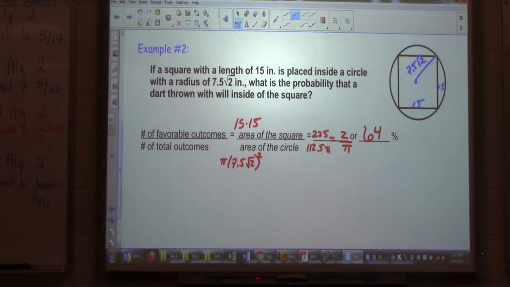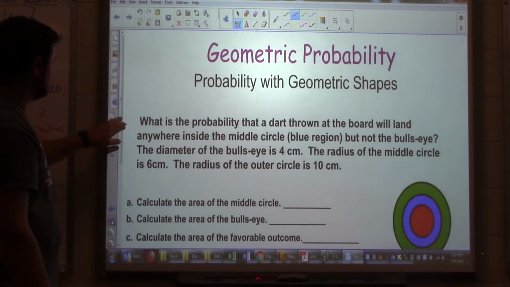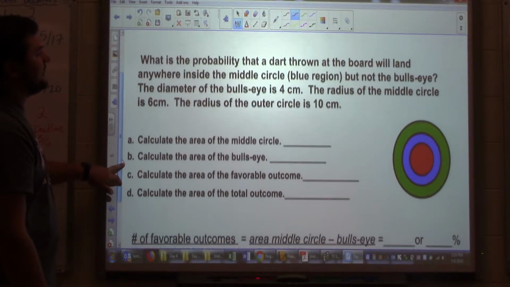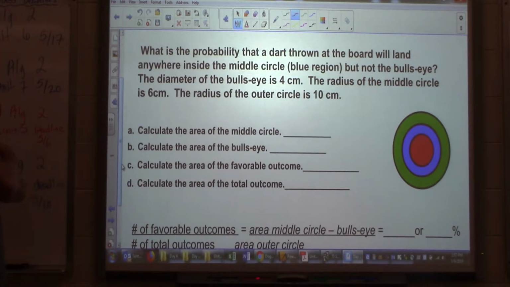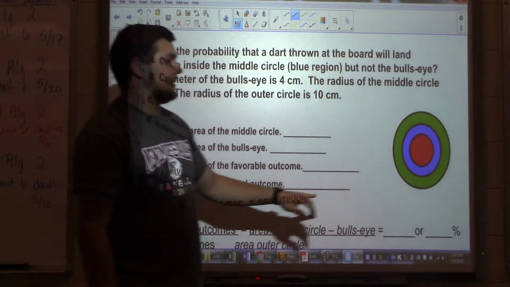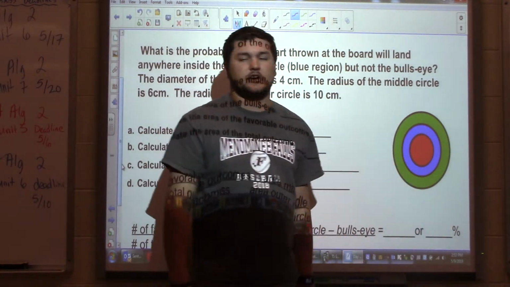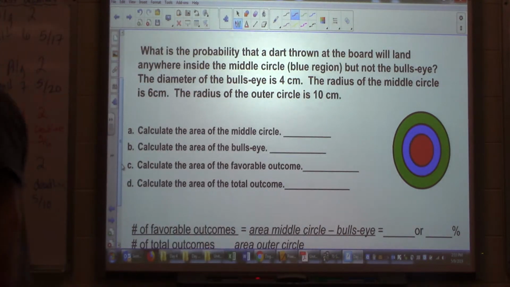Alright, let's try a little more challenging problem. What's the probability that a dart thrown at the board will land anywhere inside the middle circle, the blue region on the board? I'd maybe shade that part in on your circle, since yours isn't colored like mine is. We want to land in that blue region there, but not the bullseye. The diameter of the bullseye is 4 centimeters. The radius of the middle circle is 6 centimeters. The radius of the outer circle is 10 centimeters.